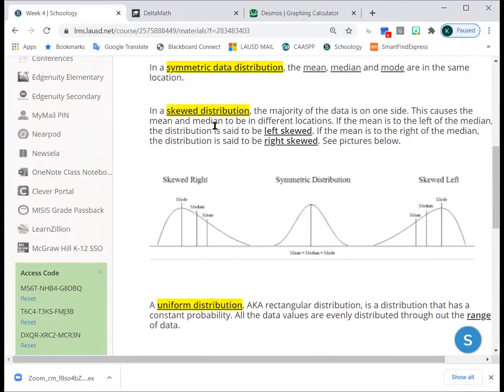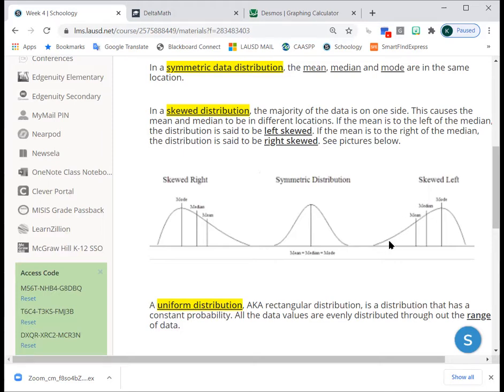Okay, a skewed distribution is one that's kind of pushed to the side a little bit. Here's a symmetric distribution, and this distribution here is skewed right. The mean is bigger than the median, or further right than the median. This distribution here is skewed left, and it's long here on the left. It has a long tail on the left. The mean is less than the median, or to the left of the median.